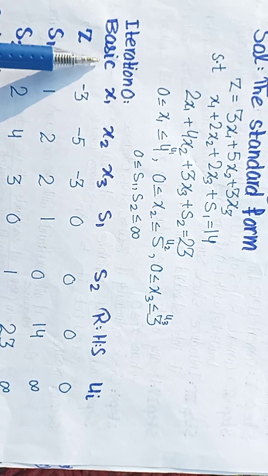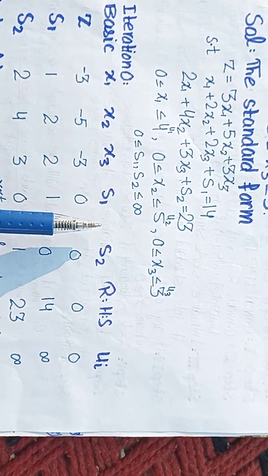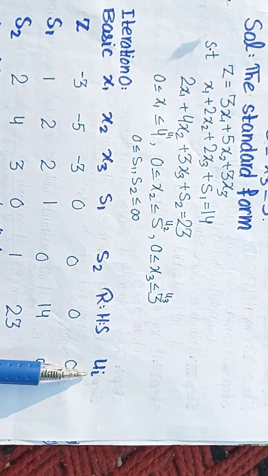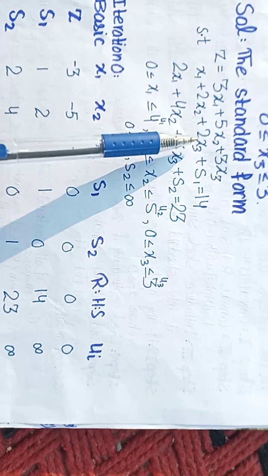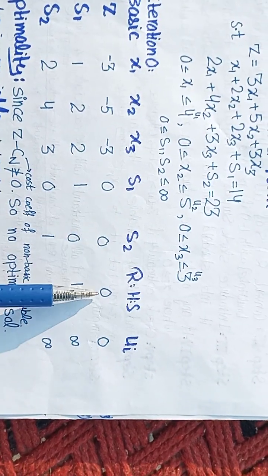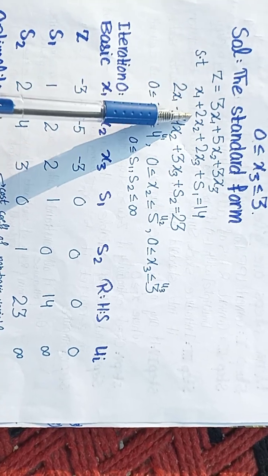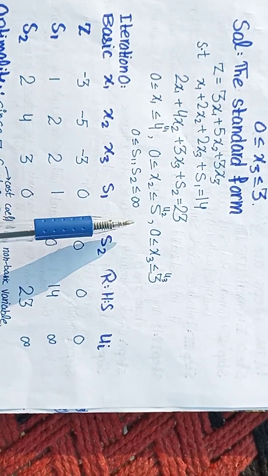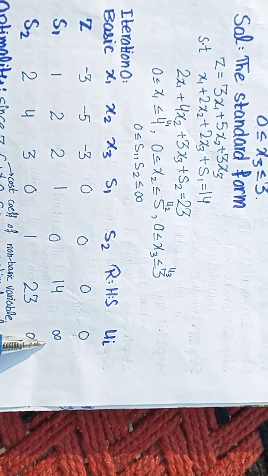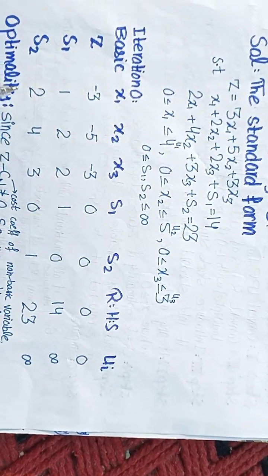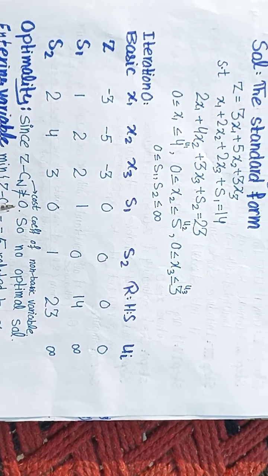Iteration 0. Basics: z, s1 and s2; columns x1, x2, x3, s1, s2, right hand side and upper bound. The z row is -3, -5 and -3, with right hand side and upper bound 0. The s1 row is 1, 2, 2, 1, 0, 14 and upper bound infinity. Next, 2, 4, 3, 0, 1, 23 and infinity.